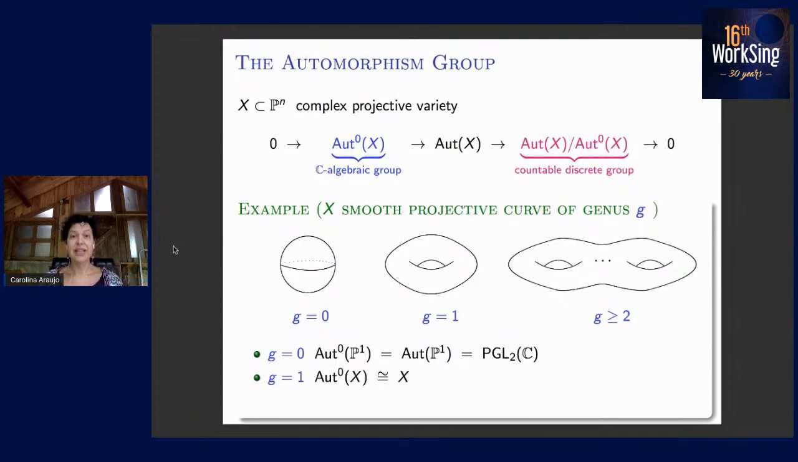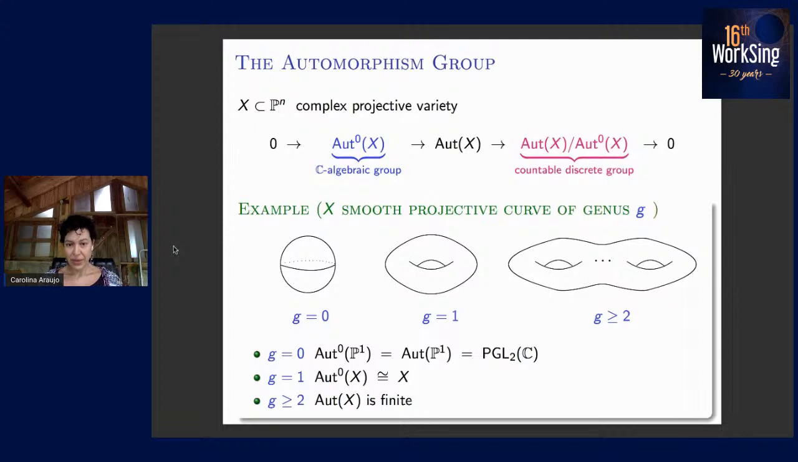For the genus one case, the connected component of the identity is isomorphic to the curve X itself. So X is an elliptic curve, and it admits a group structure. I want to point out a difference with the first case. Even though in both cases we have a positive dimensional complex algebraic group, the first one is an affine variety, whereas the second one is a projective variety. And then the discrete part will depend on the curve, but it's always finite. In the next case, when the genus is at least two, the automorphism group is a finite group.